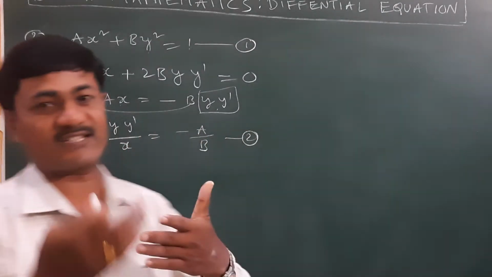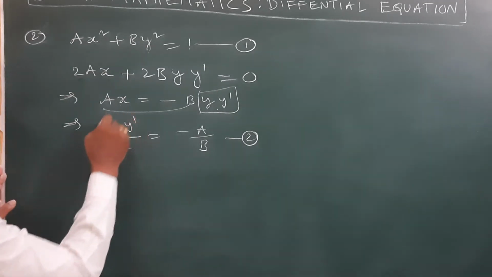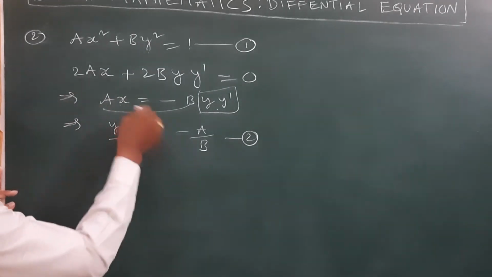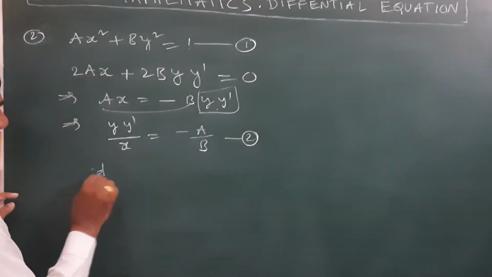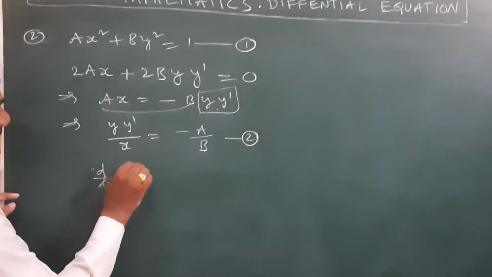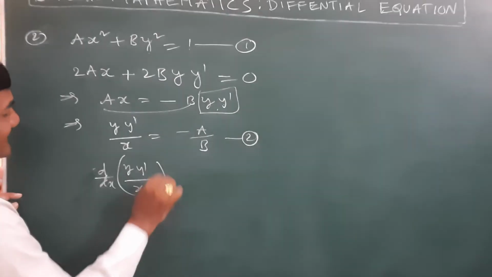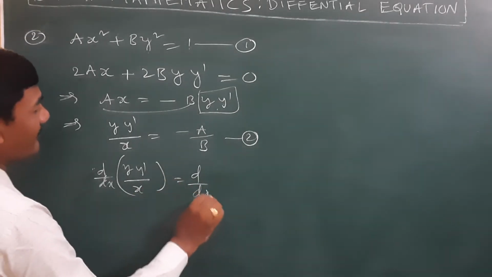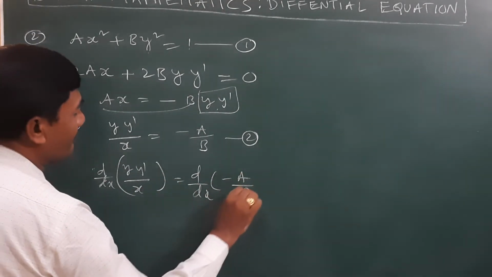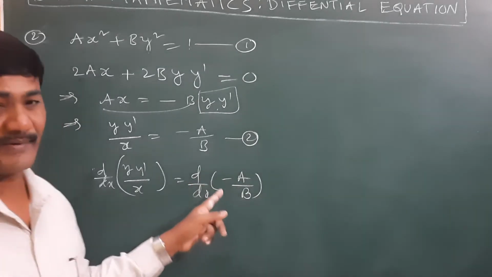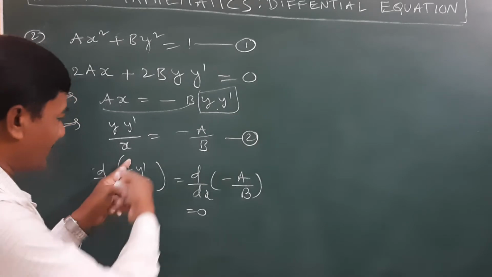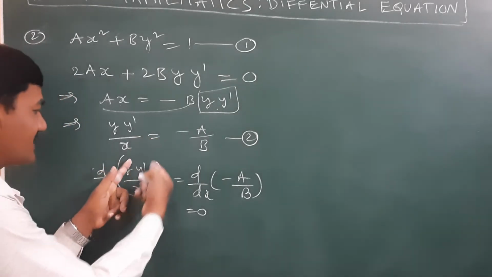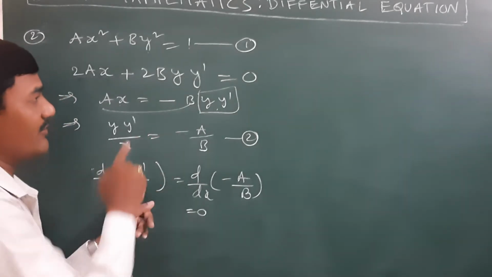Again differentiate with respect to x on both sides. This is u by v method. That is d by dx of y dash by x is equal to d by dx of minus a by b only. Because minus a by b is a constant, its derivative is 0 only. So what are we applying? First of all, you can apply the u by v method.